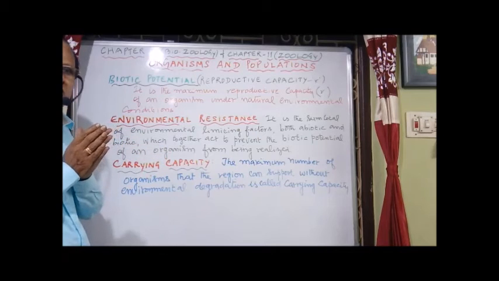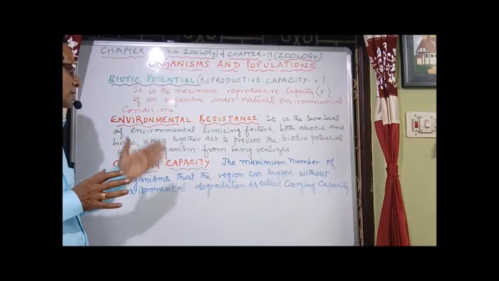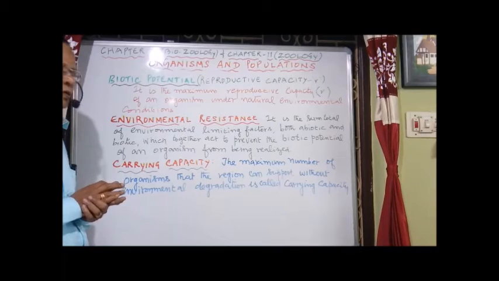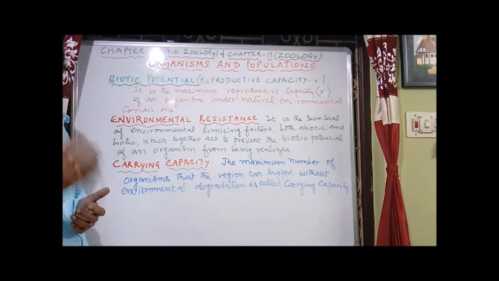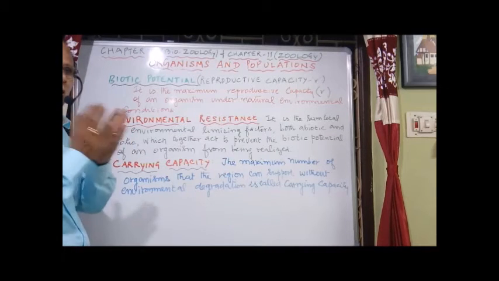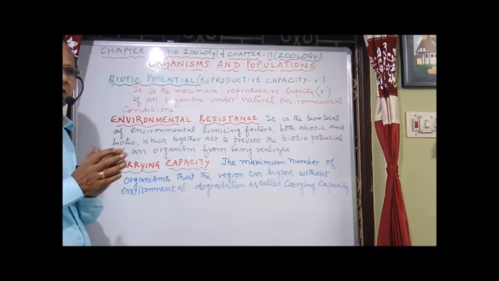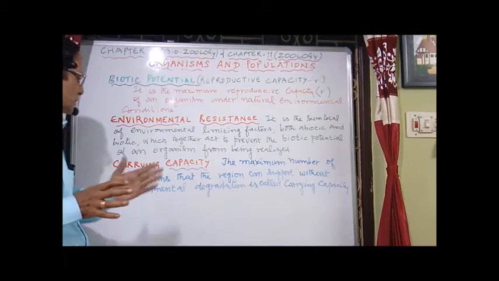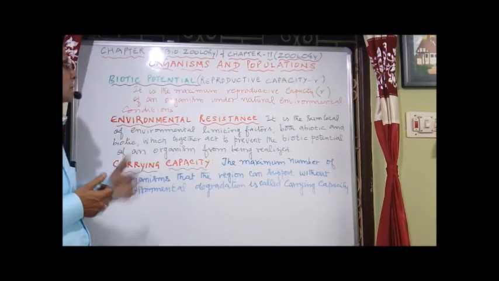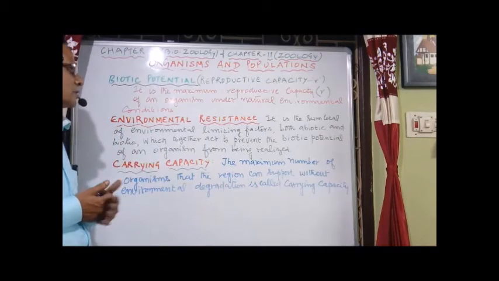So the environment should be stable without undergoing degradation. Under such conditions, the maximum number of organisms that the region can support without environmental degradation is what is known as carrying capacity. So these are the different definitions related to biotic potential, environmental resistance, and carrying capacity.